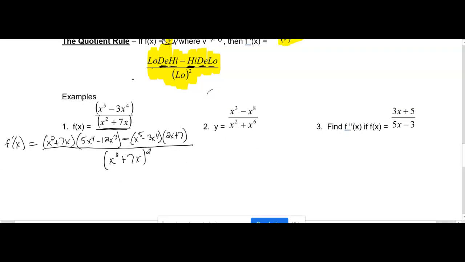All right, so with that, try number 2 real quick. Just go through that one. We have to remember our rules from the front page, the power rule. And we now have our quotient rule. How does this play out? What in the world happened there?